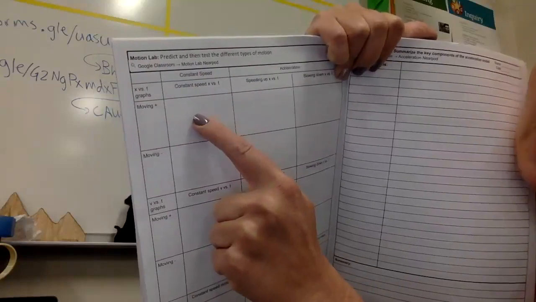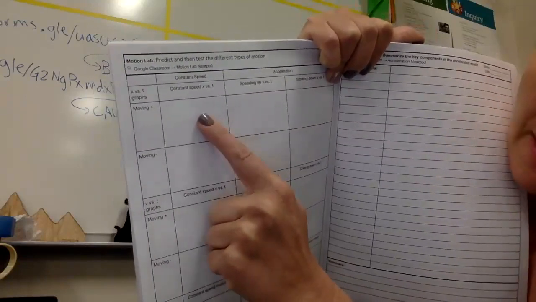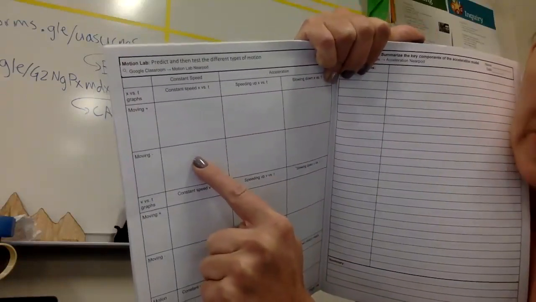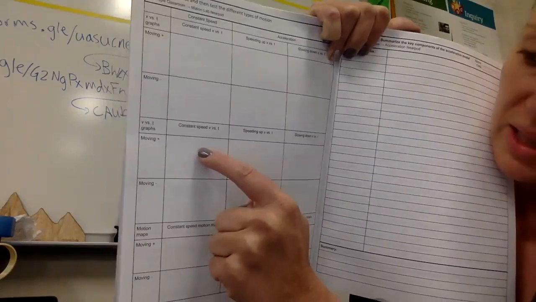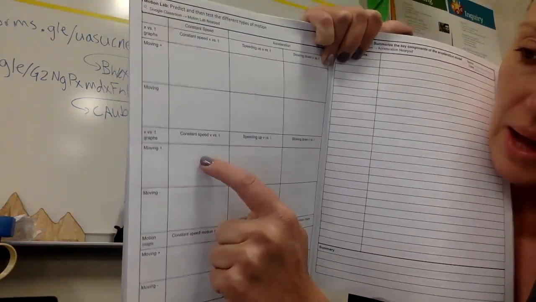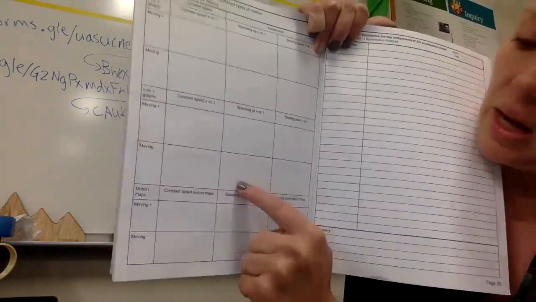So how we would read this is, here's constant speed. Our first thing that we need to do is moving positive, position versus time. And then moving negative, position versus time. And then constant speed, velocity versus time, moving positive. Constant speed, velocity versus time, moving negative. And then motion diagrams down here. That's the dots with the arrows.